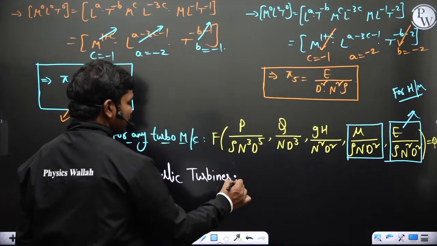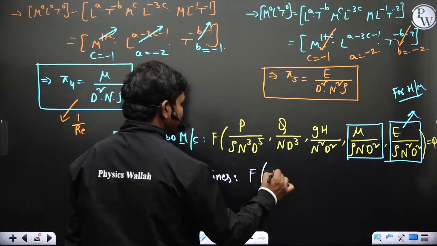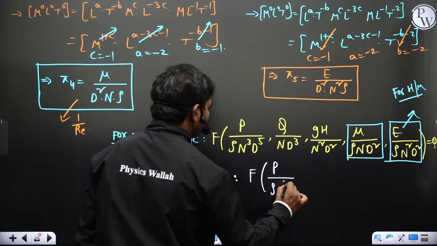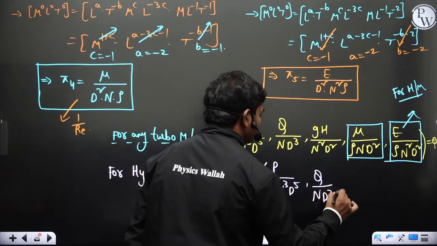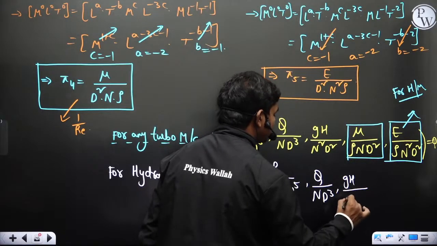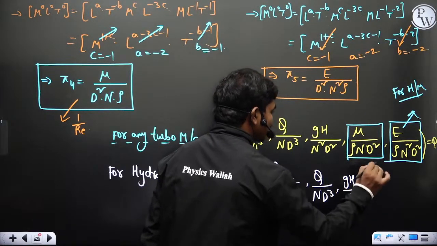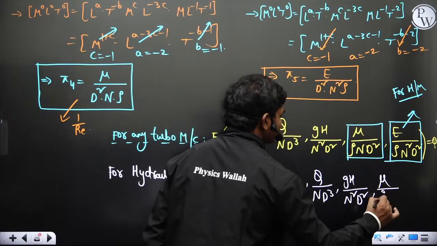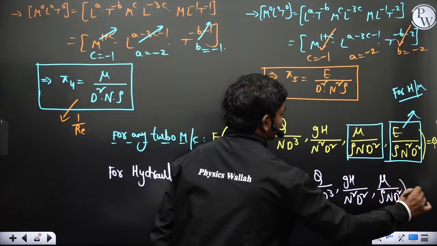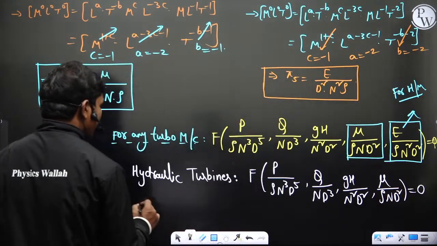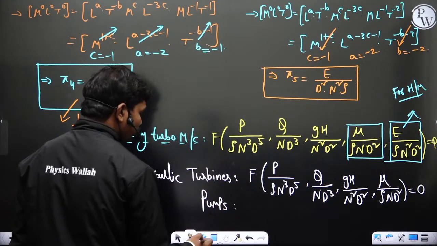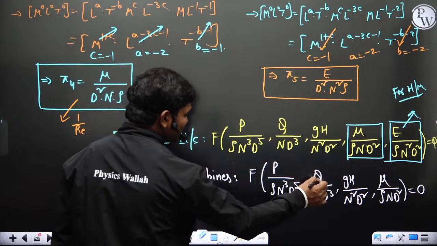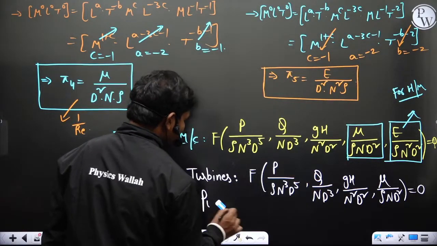Anyway, for hydraulic machines generally these quantities are important: rho n cube d power 5, Q by n d cube, gH by n square d square. And since that question came last year, I'm adding this Reynolds number. Ultimately, the Reynolds number should also be there. So this is the main function. And for pumps, in case of pumps, normally discharge is not much worried about. So this is what you have.